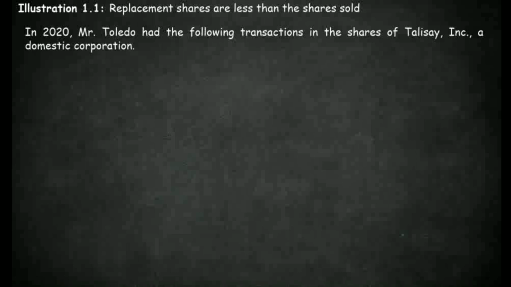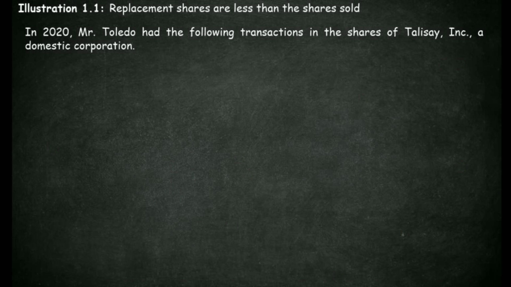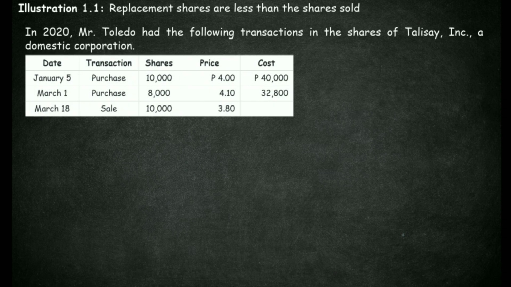So, here's the situation. In 2020, Mr. Toledo had the following transactions in the shares of Talisa Incorporated, a domestic corporation. So, ito yung information regarding the shares of Mr. Toledo. So, on January 5, 2020, merong purchase transaction na nangyayari. So, yung binili na shares ay 10,000, tapos yung price per share is 4 pesos. So, the total cost for that is 40,000. And then, on March 1, meron uling purchase. Yung binili is 8,000 shares at 4 pesos and 10 centavos. So, yung total cost niya ay 32,800 pesos.